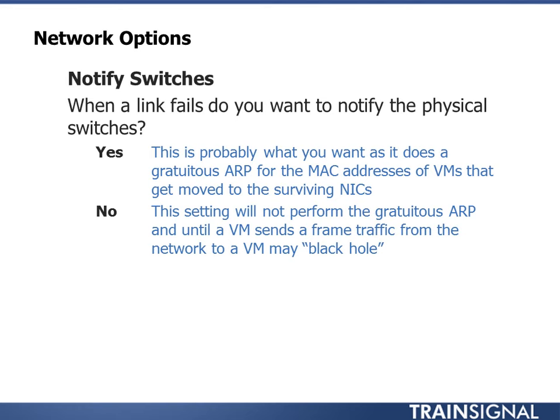If you set it to no, it doesn't do that, and traffic may black hole for a while until one of those VMs that was on port 1 actually sends traffic on its own. It goes out port 2. The switches above it go, what's weird? We're now seeing traffic for that VM on port 2. I guess he moved, and it'll update its MAC address table. Most of the time, you want to set this to yes.